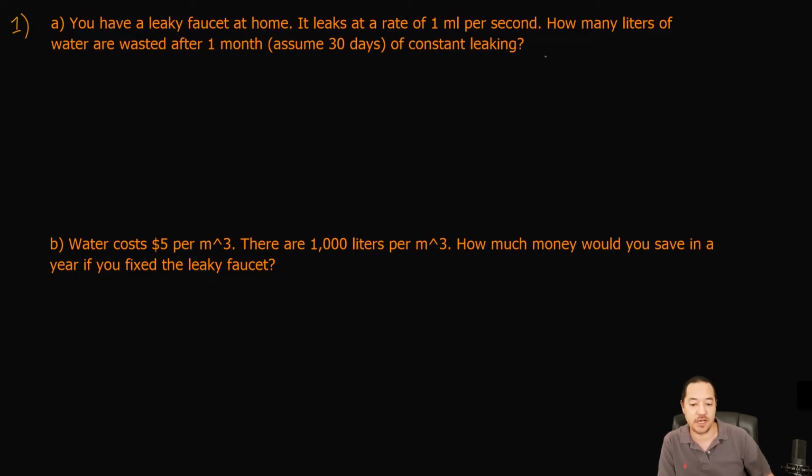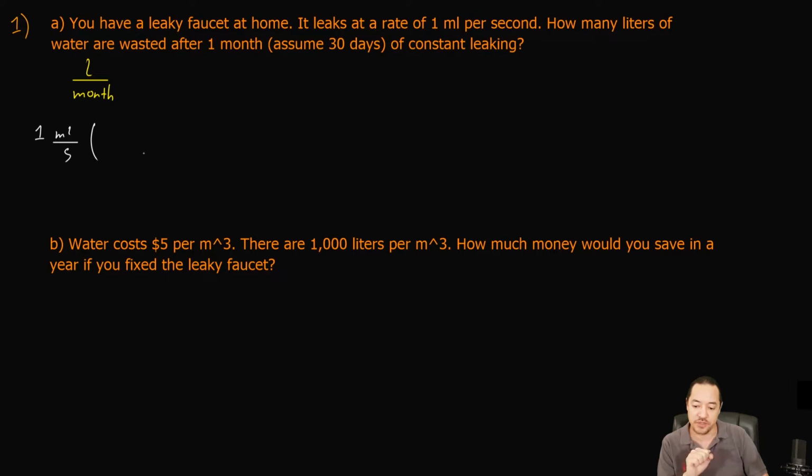Okay, so I want to write down what our target is. What we're trying to do is find how many liters of water are wasted in a month. Okay, so that's our target right there. Okay, now what do we start with? We start with a leak rate of 1 milliliter per second, and we need to get it into liters per month. So first, let's convert out the milliliters into liters, and we're going to need our conversion factor.